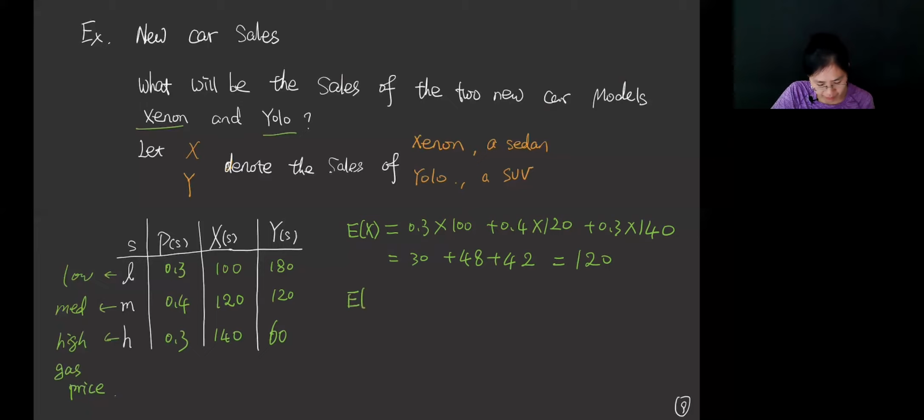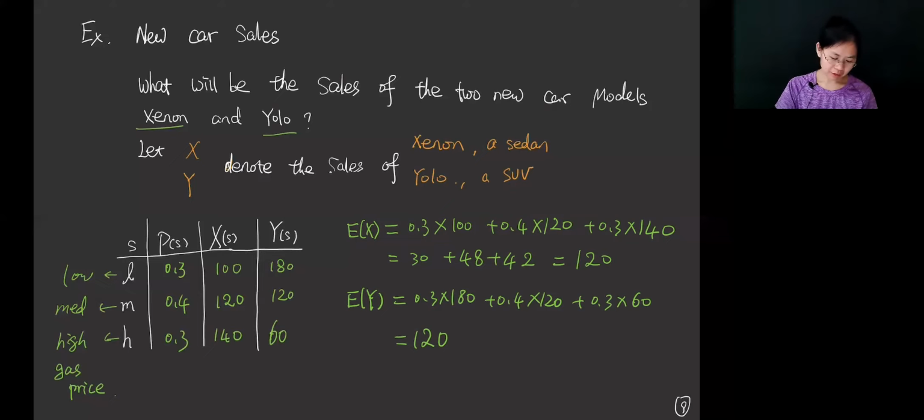We do the same thing for YOLO. EY equals 0.3 times 180 plus 0.4 times 120 plus 0.3 times 60, and that turns out to be also 120. So the two car models will be expected to sell the same number. Their expected sales will be the same.